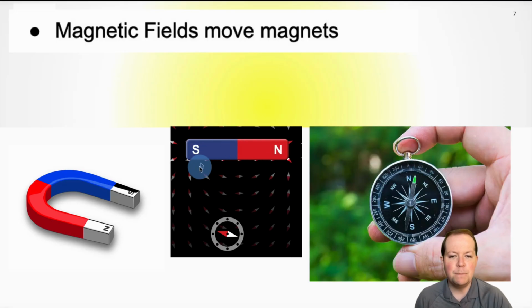If I drag this bar magnet around, this bar magnet has its own magnetic field. The compass in that online PhET simulator would react. Magnetic fields will move magnets. A compass is a magnet, so having this bar magnet nearby will cause this compass to move. It'll cause it to align in a specific way. That is fact number 2.